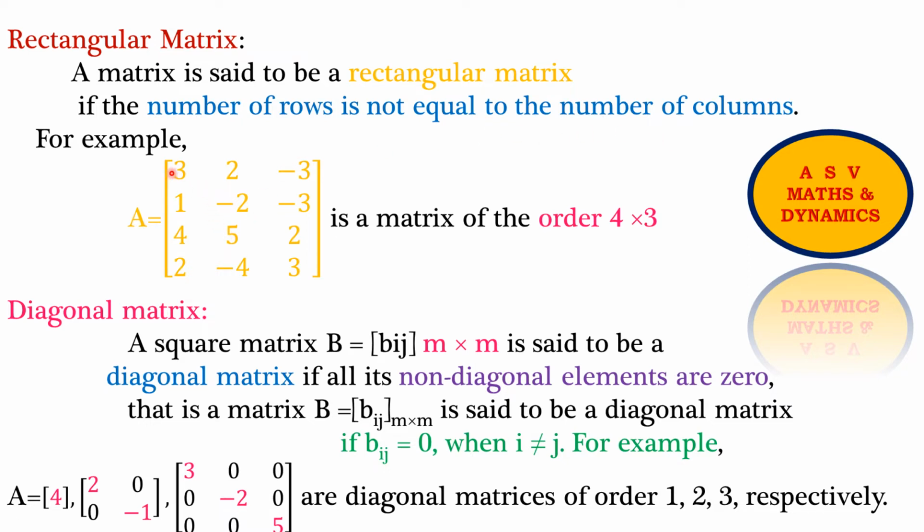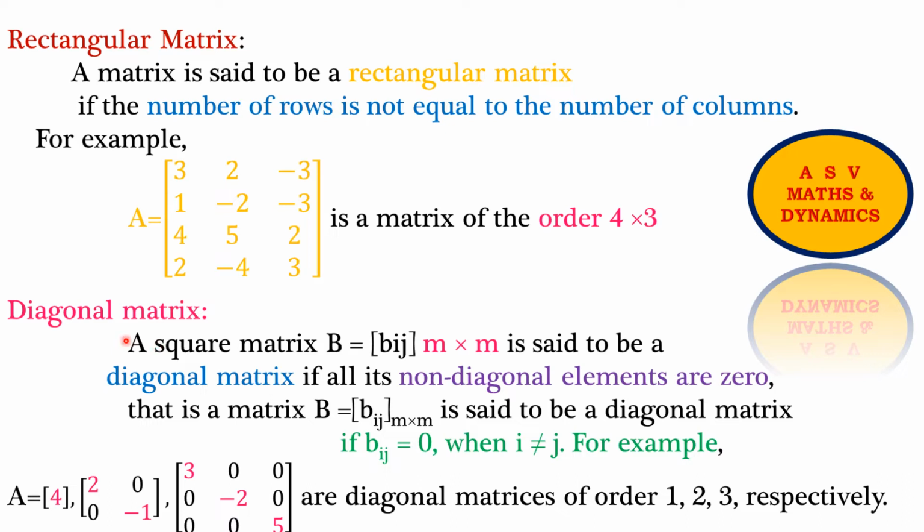For this matrix, first row, second row, third row, fourth row. But columns: first column, second column, third column. The number of rows is 4, but the number of columns is 3. So this is a 4 cross 3. Here m and n are not equal. So this is the rectangular matrix.